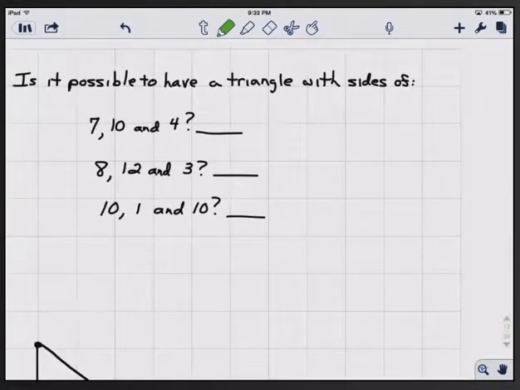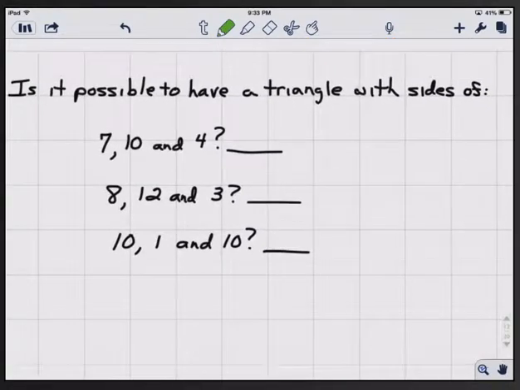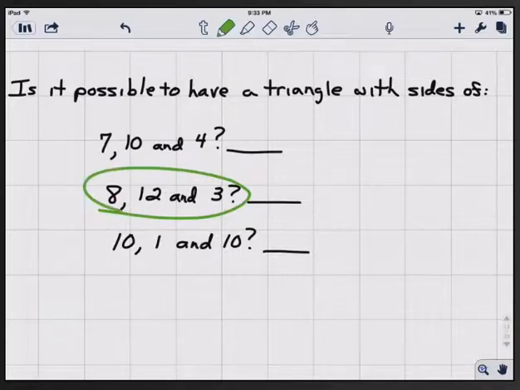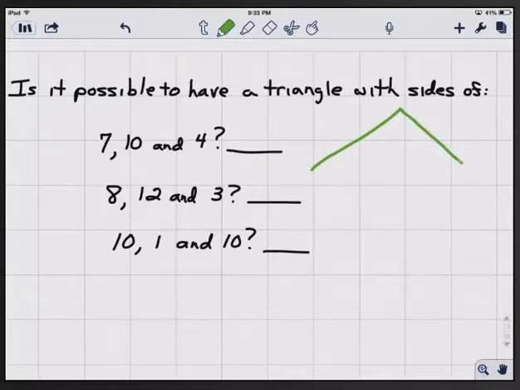And we have one more theorem we're going to be going over here. Is it possible to have a triangle with these sides? The theorem, as stated in your book, states the sum of any two sides has to be greater than the length of the third side. Basically what that means is the shortest distance between any two points is a straight line, as I'll demonstrate on problem number 2 here.